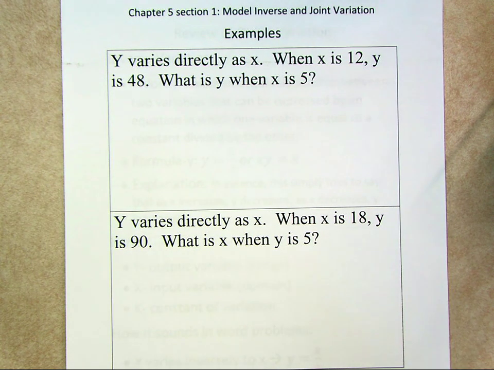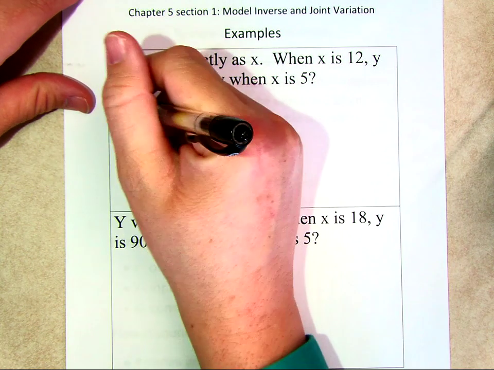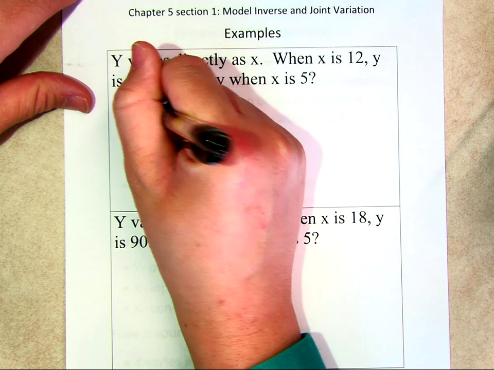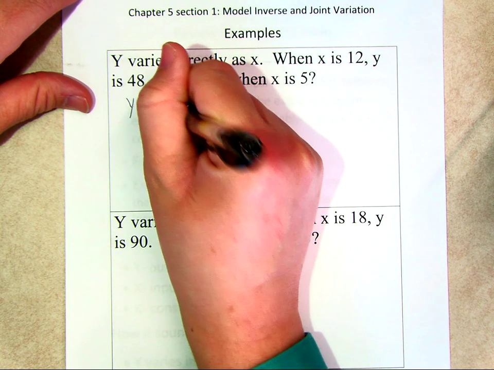Whenever you're solving these types of problems, you want to pay attention because there's usually a double setup. First, it tells me y varies directly as x. It says when x is 12, y is 48. We use that first part to find out what our constant of variation is. So we know it varies directly, so y equals kx.